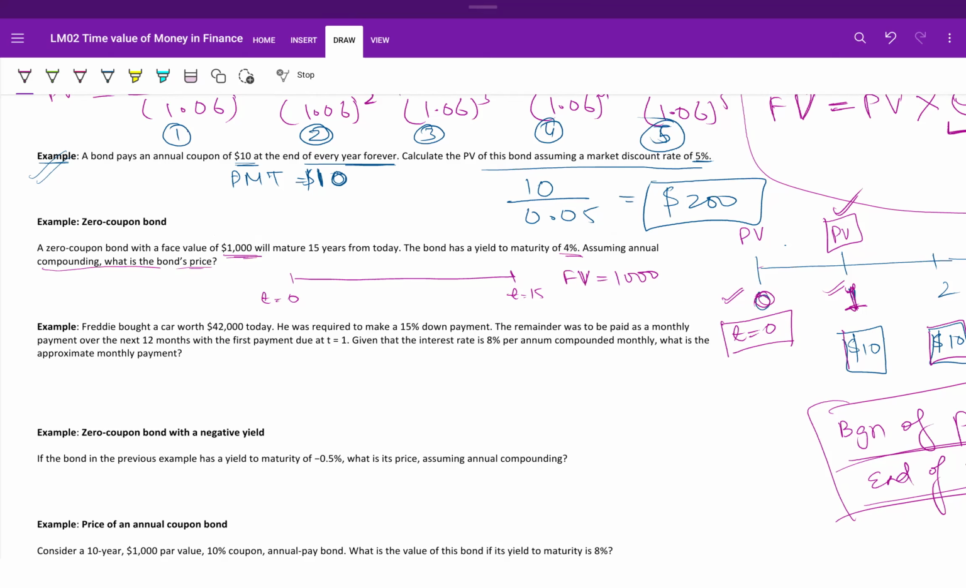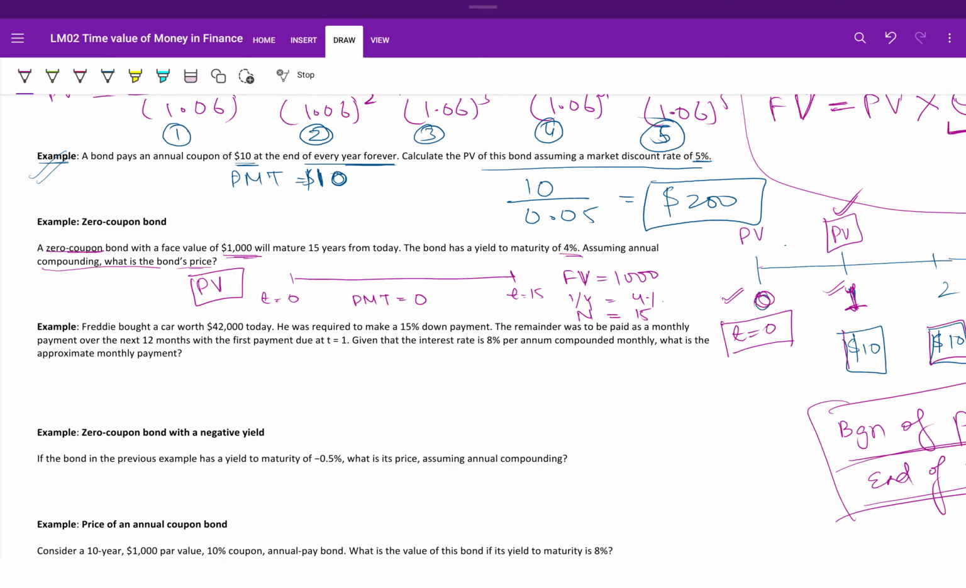The bond has a yield to maturity, meaning I/Y is 4%. Annual compounding, and 15 years is the time, so the number of years is 15. We do not have any payments because this is a zero coupon bond. So PMT for this bond is zero. What we have to calculate is the present value of the bond at time zero. So how do we calculate this?